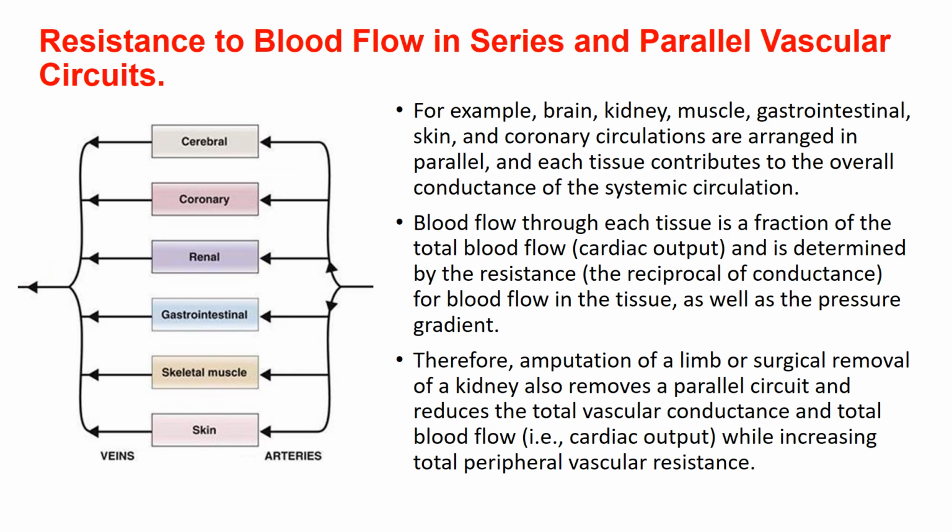For example, brain, kidney, muscle, gastrointestinal, skin, and coronary circulations are arranged in parallel, and each tissue contributes to the overall conductance of the systemic circulation. Blood flow through each tissue is a fraction of the total blood flow, cardiac output, and is determined by the resistance, the reciprocal of conductance, for blood flow in the tissue, as well as the pressure gradient. Therefore, amputation of a limb or surgical removal of a kidney also removes a parallel circuit and reduces the total vascular conductance and total blood flow, i.e., cardiac output, while increasing total peripheral vascular resistance.